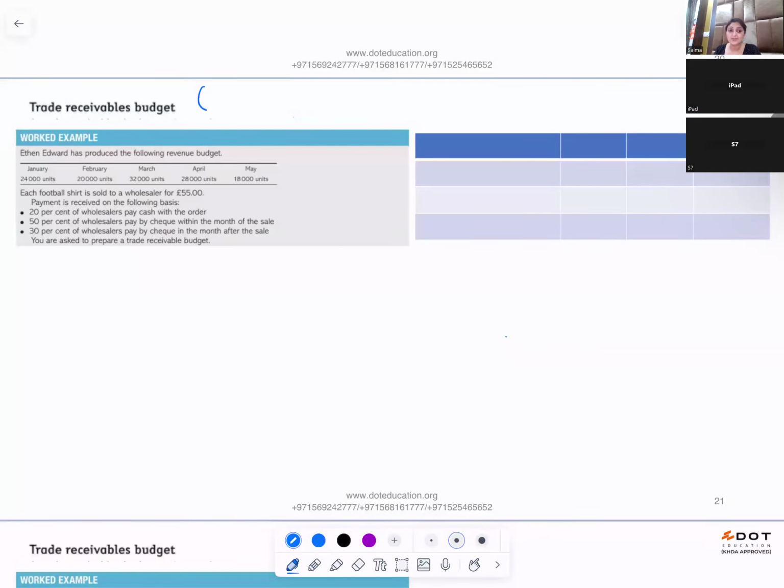So when you make a trade receivable budget, it is going to estimate amounts owed to the business by credit customers at the end of each period. At the end of each period, how much money your credit customers have to give you back. That is the thing that the trade receivable budget tells you. So at the end of each period, what is the amount that the customer owes you?